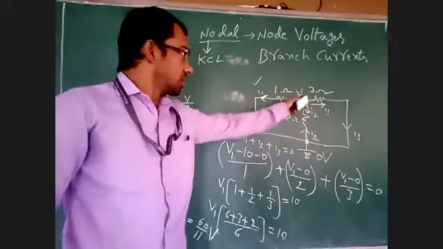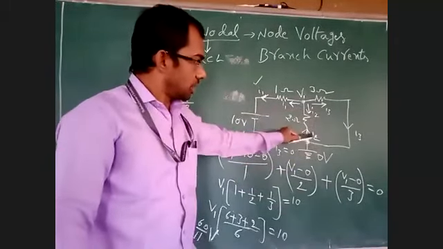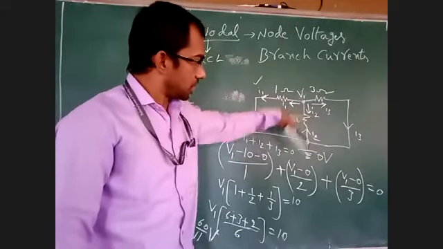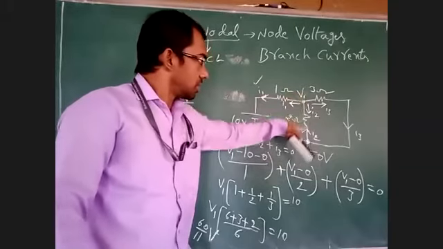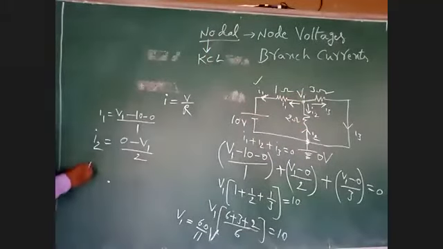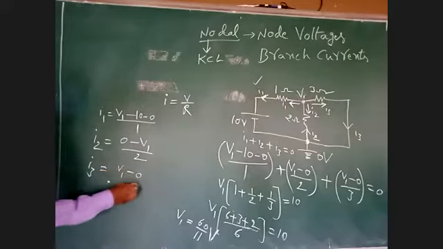Here we have taken this direction as an assumption, V1 minus 0. But now we are taking I2 in the actual direction from 0 to V1. 0 is a higher potential, so 0 minus V1, divided by 2. I3 is V1 minus 0 by 3.